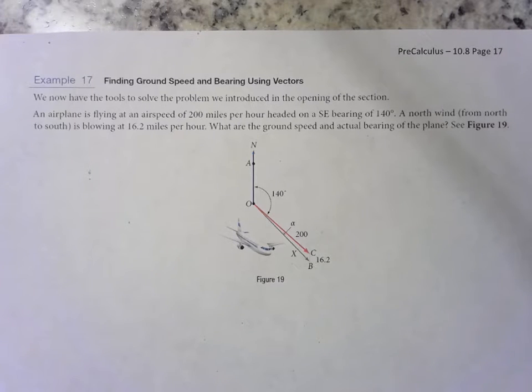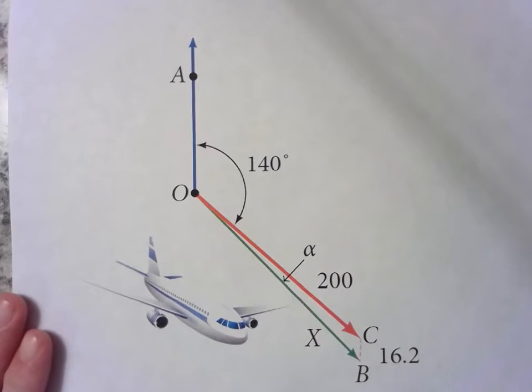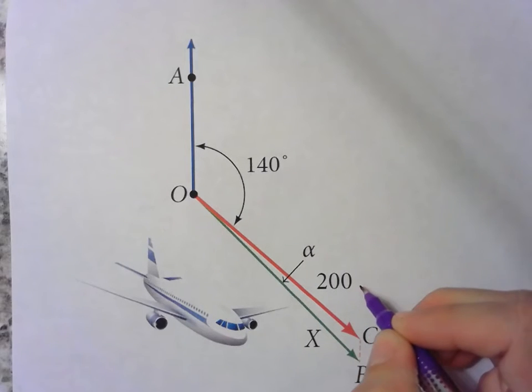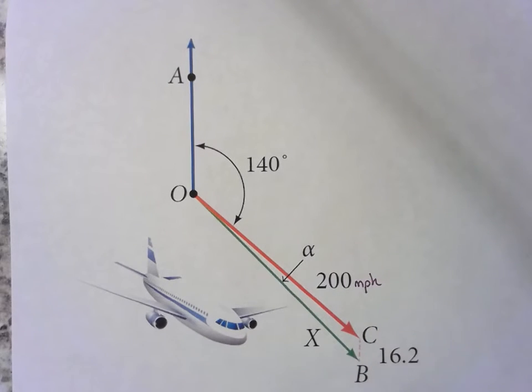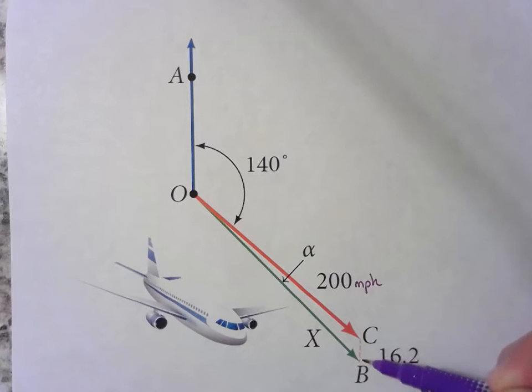Well, hopefully you have your notes beside you. Keep that handy so you know what the words are, but I blew up the picture so we could see it just a little bit better. Okay, so what all are they telling us in this picture? They told us that the airplane is traveling at 200 miles per hour. They also told us that the wind is blowing this airplane from north to south. That's what this is right here. It's blowing from north to south at 16.2 miles per hour.